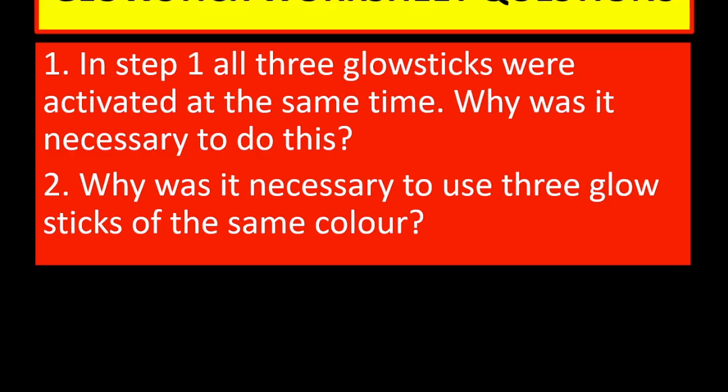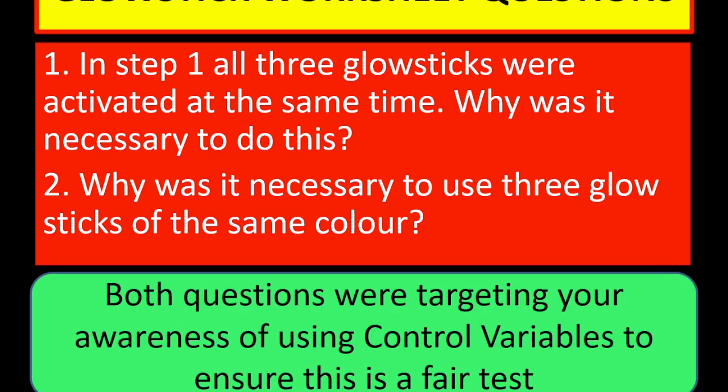Okay, so if we have a look at the first two questions, the first question was, in step 1, all 3 glow sticks were activated at the same time. Why was it necessary to do this? And the second question was, why was it necessary to use 3 glow sticks of the same colour? Well, hopefully with both these questions you were thinking of control variables. So both questions were targeting your awareness of using control variables to ensure this is a fair test.